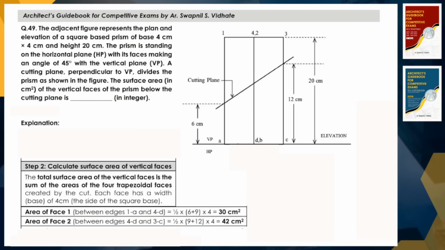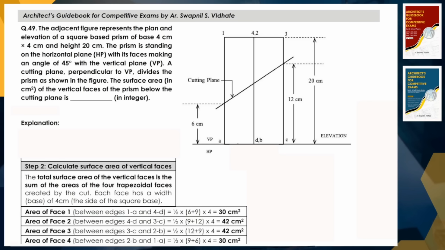Similarly, area of face 2, that means between edge 4D and 3C. So similar multiplication we will do, half into sum of parallel sides multiplied by base, that value will be 42 centimeter square. Similarly, area of face 3 will be similar to the area of face 2, so that value again will be 42 centimeter square, and area of face 4 will be same as area of face 1, so that value will be 30 square centimeter.